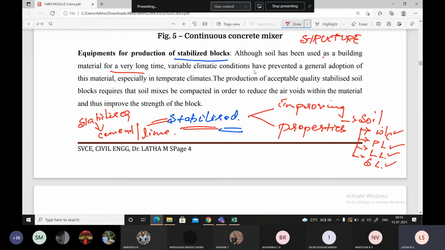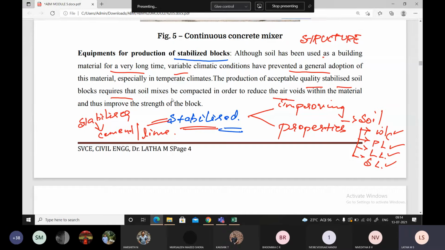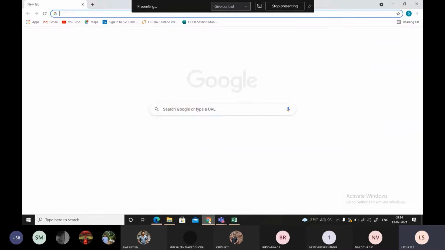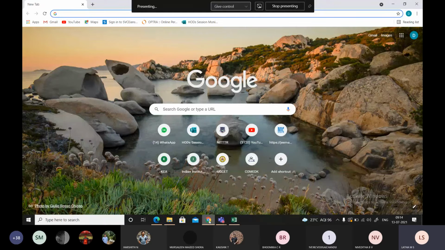It's crossing even concrete. Variable climatic conditions have prevented large adoption of the material. Yes, because of some variations in the climates, this is more readily accepted where available. So the production of acceptable quality stabilized soil blocks requires that the soil mix be compacted in order to reduce the air voids within the material and thus improve the strength of the block. That is what you have to stabilize, use the stabilizer. Therefore, the properties of the soil will be improved. Stabilization will allow the properties.